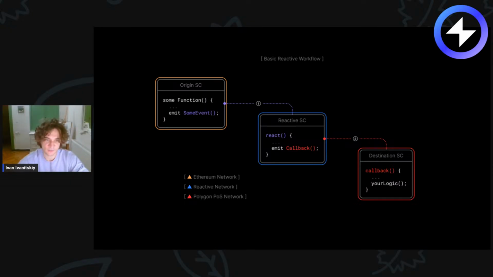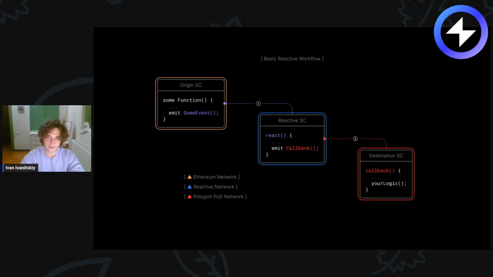So in simple words, something happens on an origin smart contract, a reactive smart contract sees it, reacts to it, executes some logic, whatever you want, and then after checking the conditions that you describe, it executes the transaction on the destination smart contract. I will be sharing some examples of this later.